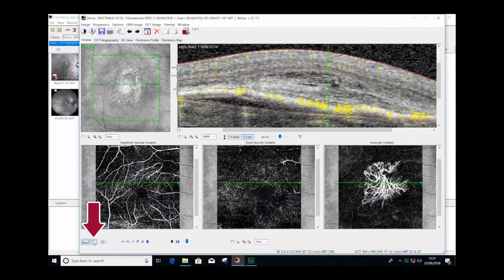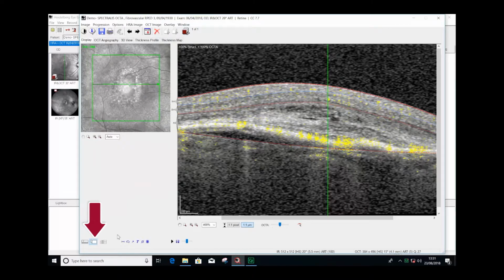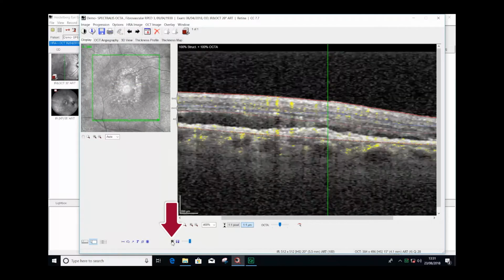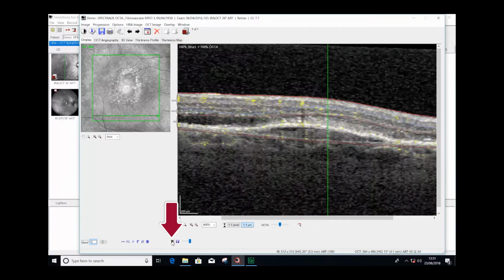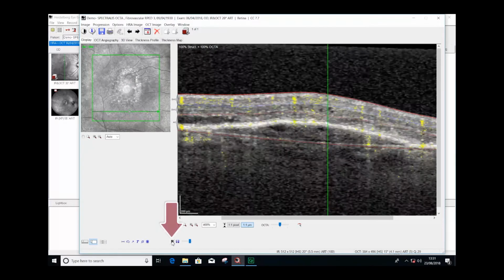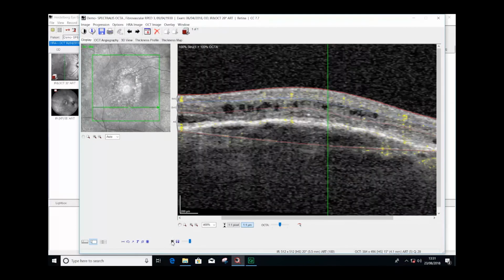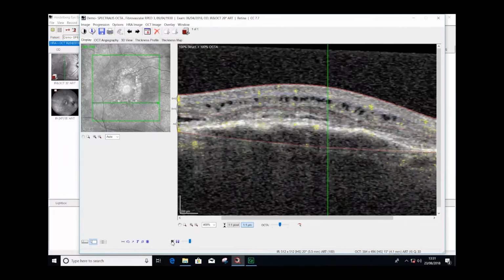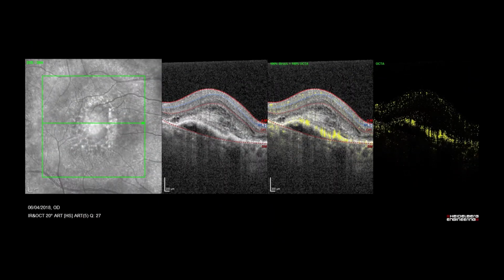The alternative is to use the B-scan image and simply use the replay facility, which allows you to steadily scroll through the B-scan information, again correlating the position of the flow versus the structural information. The exported image from this case shows again the fundus reflectance image, the OCT B-scan information, the B-scan with flow, and the isolated flow information.